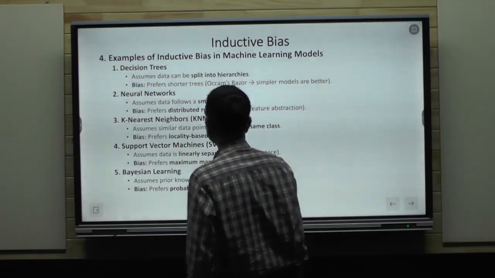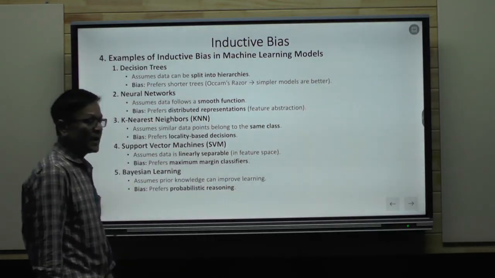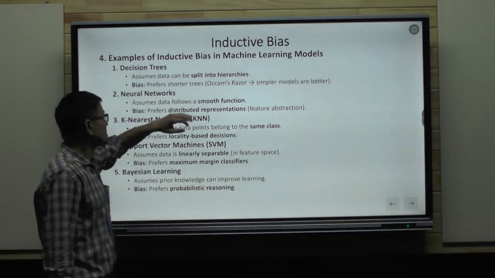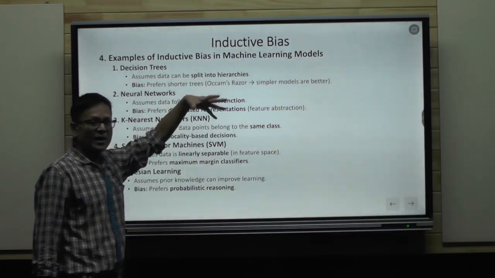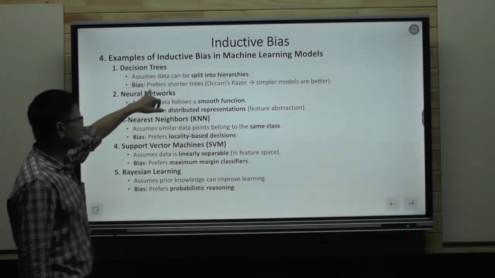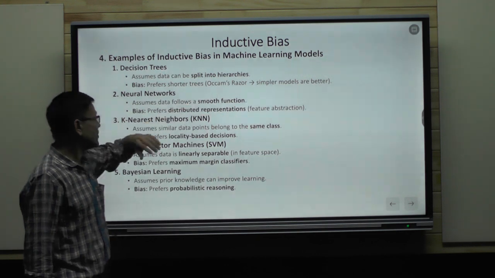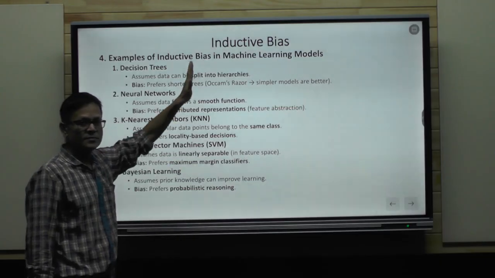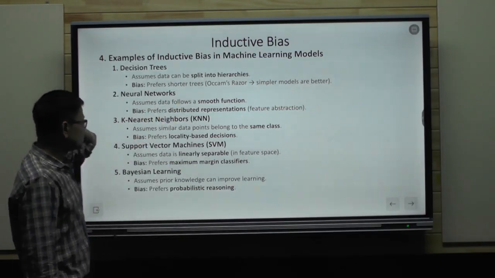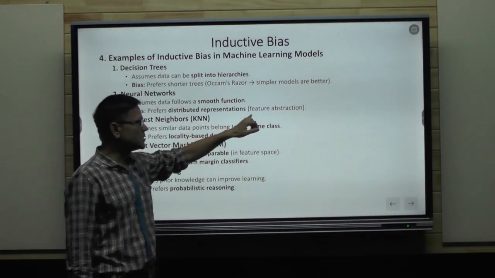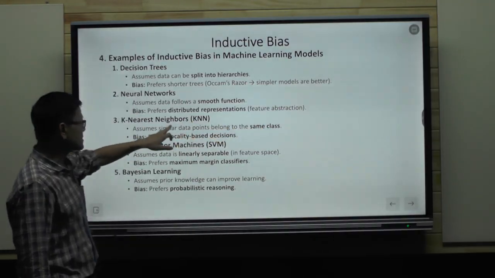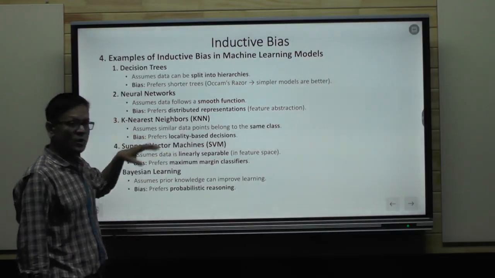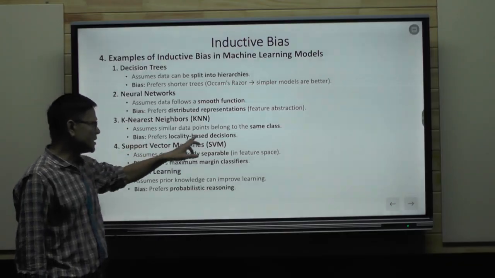So where can we use the inductive bias? First, as we discussed in the previous slide, the decision tree assumes the data can be split into hierarchies, and the bias prefers shorter trees. Neural networks assume data follows a smooth function, with no zigzags, so the bias prefers distributed representation and feature abstraction. K-nearest neighbor assumes that all the nearby points have the same label or belong to the same class, so the bias is locality-based decision.